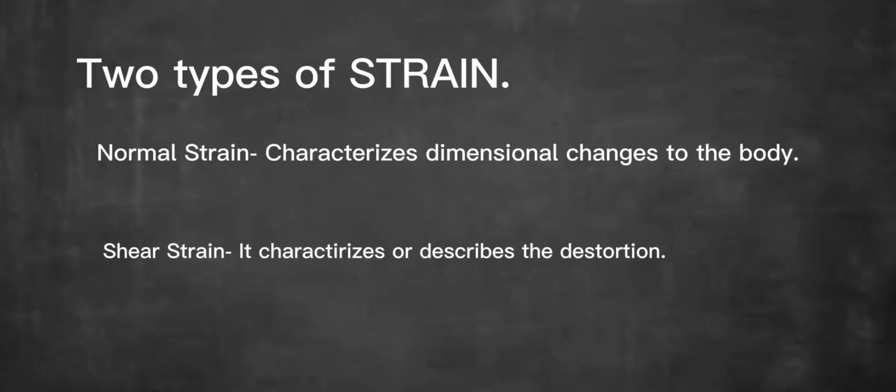We have two types of strain. We have normal and shear. Normal strain characterizes the dimensional changes. It changes the dimension or the length of the body. Ang shear strain naman, it characterizes or describes distortion. Ito naman yung nagde-describe ng changes sa angle ng body. Tapos, ang normal strain naman, meron din siyang tension and compression. So, parang ito yung nagli-link at nagkakaroon ng hint na ang stress at strain ay may relation.